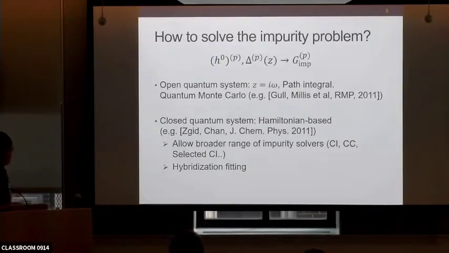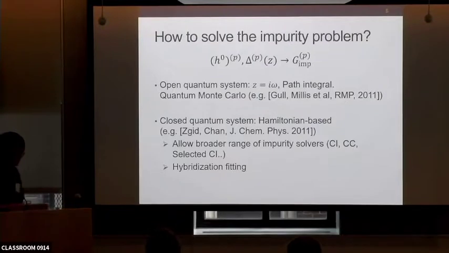One is you really treat it as an open quantum system. Let's say that we do the old-fashioned way on the imaginary axis, and then only at the very end you use some sort of method to get the real axis information, because that makes the theory more well-defined. Then you can use quantum Monte Carlo with a path integral, and there are excellent review papers on this topic. Or you can do a closed quantum system, the so-called Hamiltonian-based flavor of DMFT.